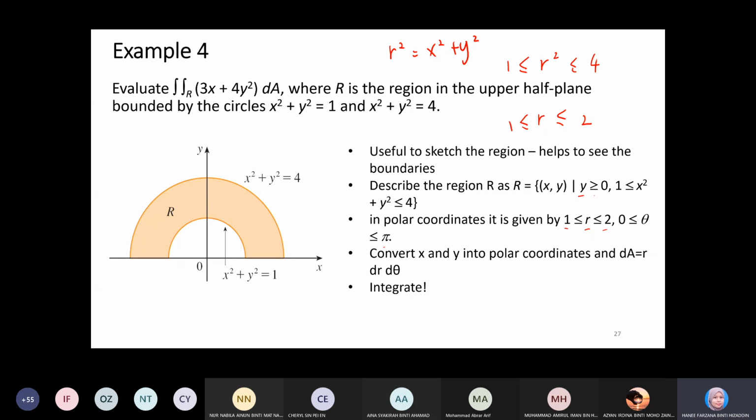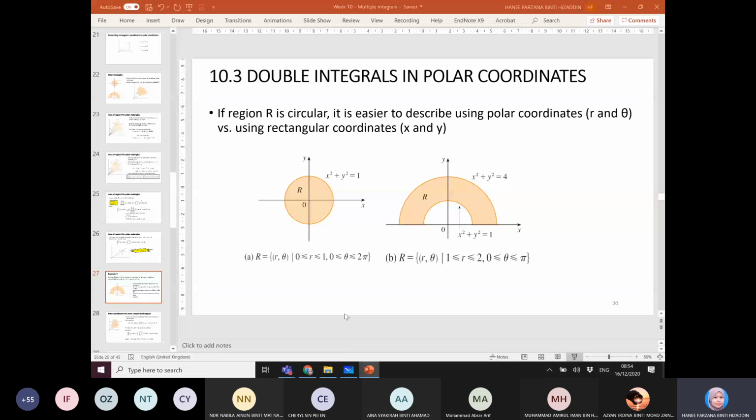Now we want to convert x and y into polar coordinates, and also dA, which is equal to r dr d theta. And then we can do the integration. Okay, so let's do that.